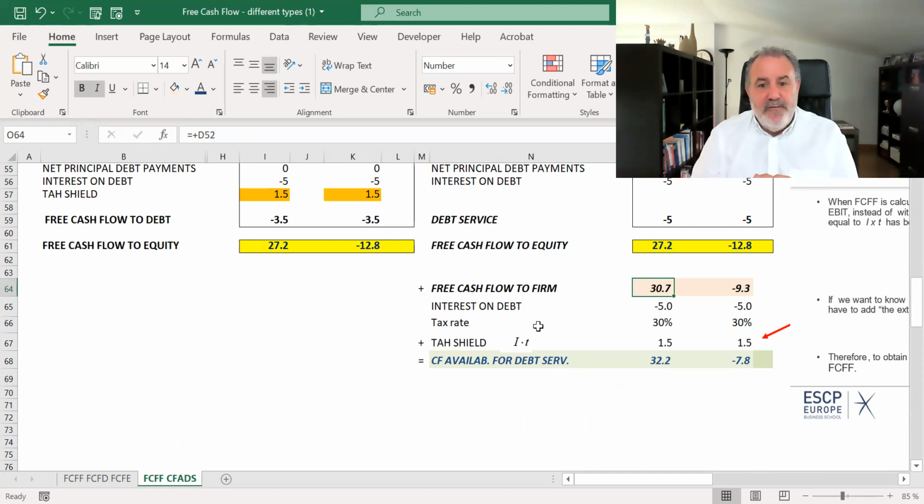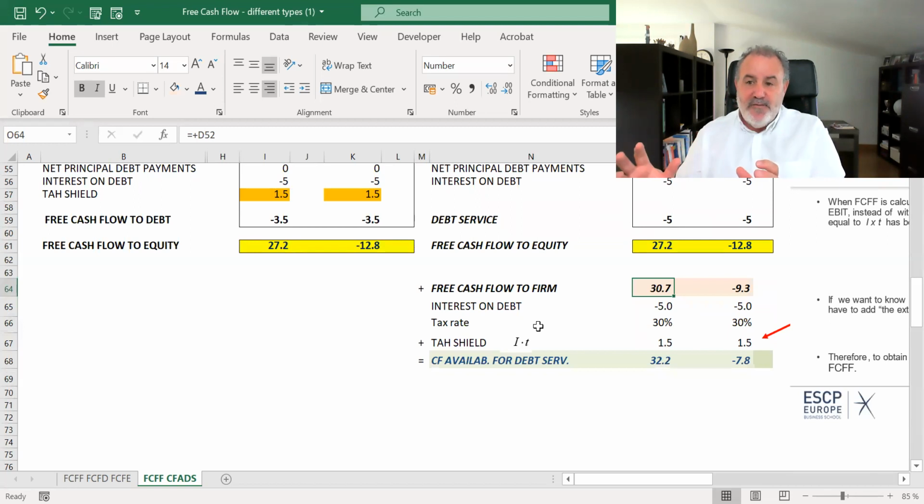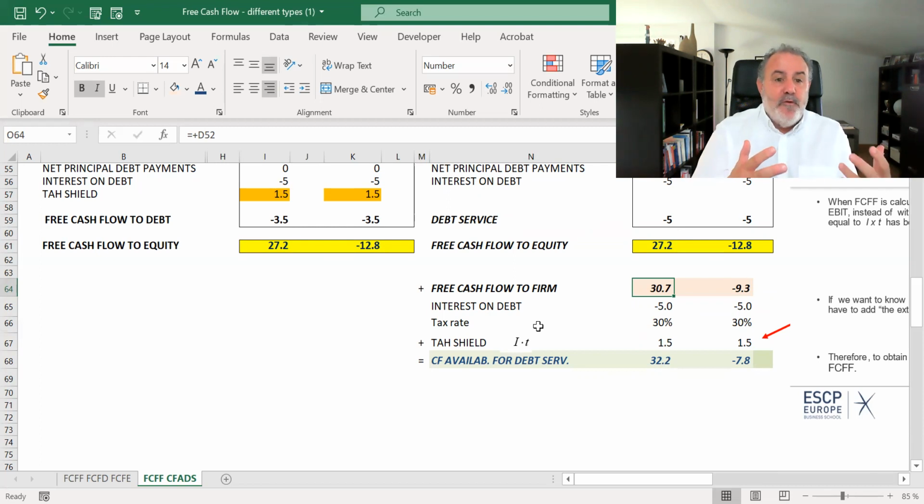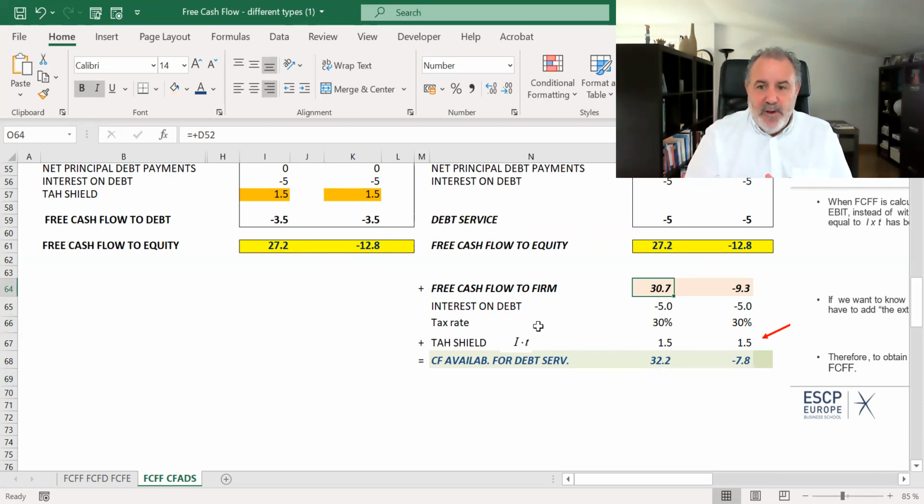I hope this clarifies the relationship between the free cash flow to the firm and cash flow available for debt service. Very similar concepts. The difference is the tax shield, which is interest expenses times the tax rate. Sometimes this is negligible, sometimes it's not relevant, but still, theoretically the analysts that are performing valuations use the free cash flow to the firm, whilst the credit analysts that want to know the capability to repay the debt will use the cash flow available for debt service.